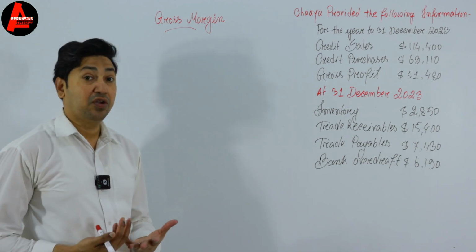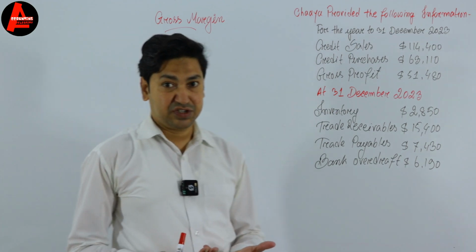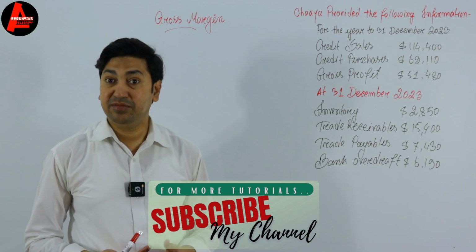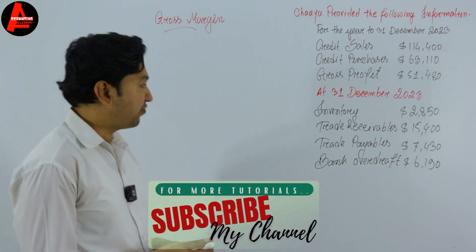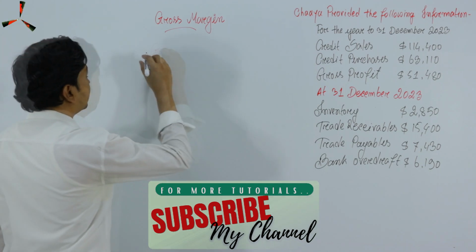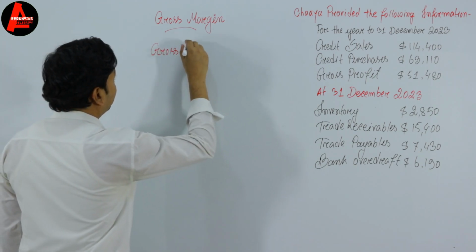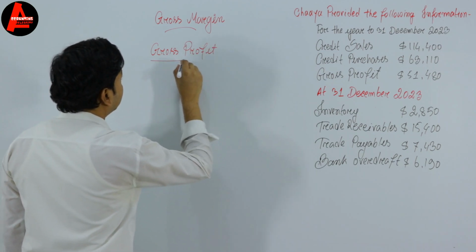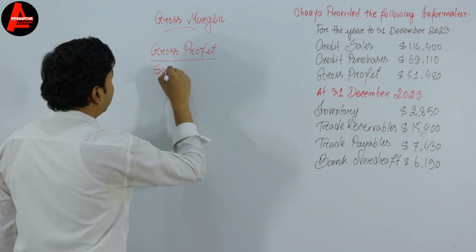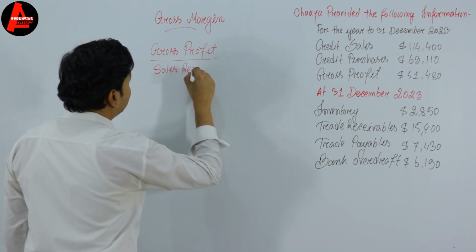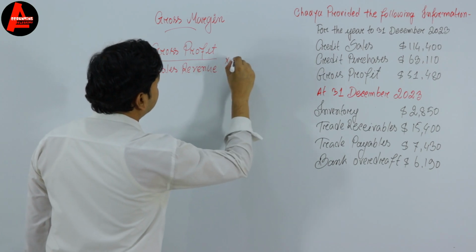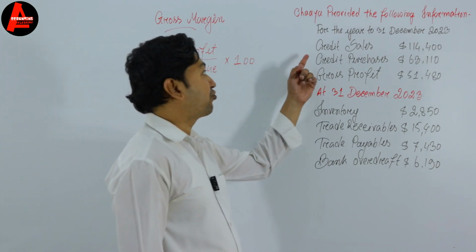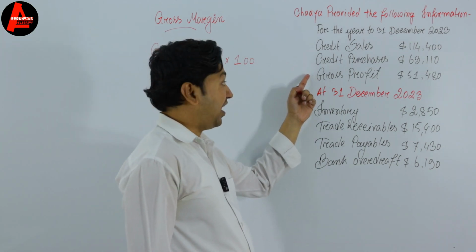First of all, what is the formula to calculate gross margin? It is simple. Gross profit divided by sales revenue times 100. So let us write the formula first. Gross profit divided by sales revenue times 100.